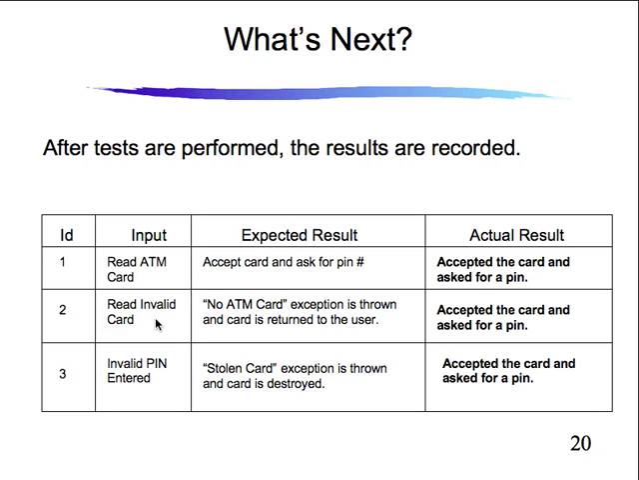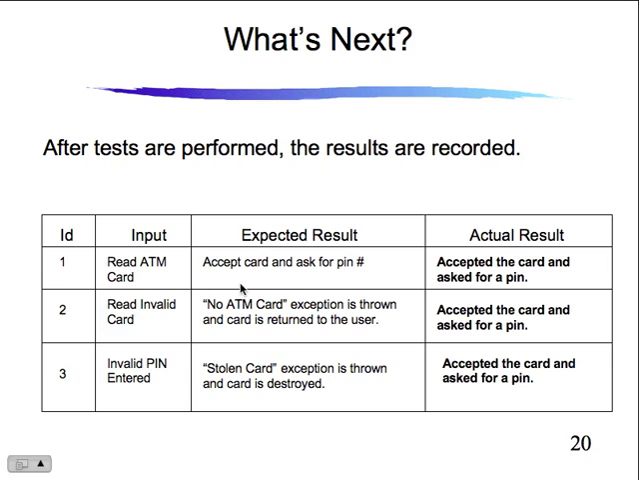So here, after the testing is performed, the results are recorded. Here we have reading the ATM card. We accept the card and ask for a PIN. And then we have the actual results here. And sometimes I see some variations. We see a pass-fail box right here instead of the actual results. Or we see one next to it that says pass-fail. Because we can have a failing test that has some actual results that are different than the expected results. But they're not a problem.